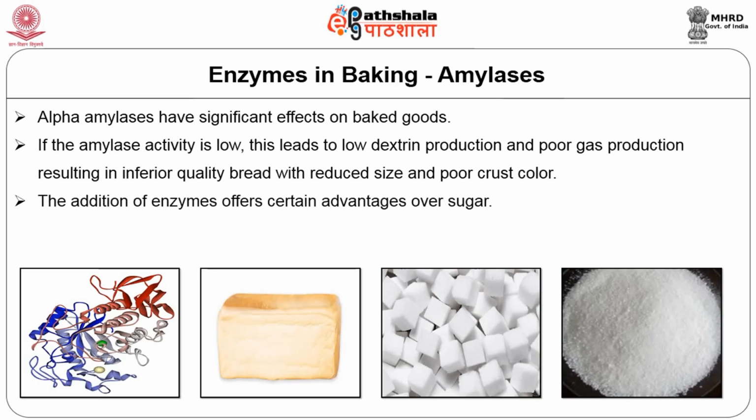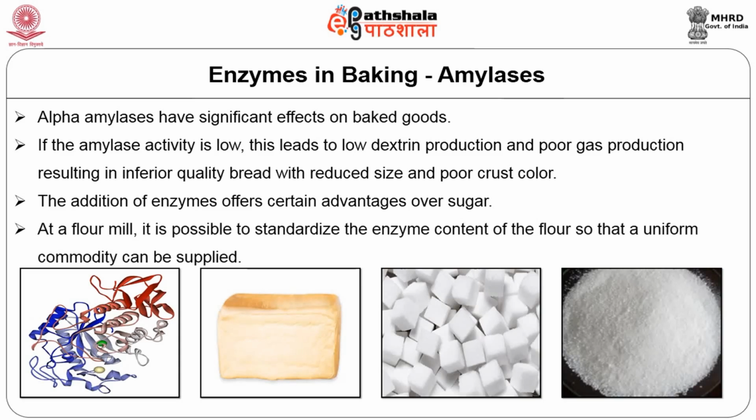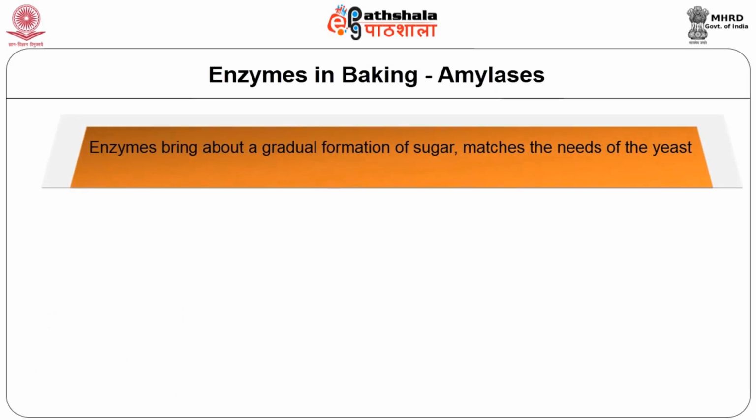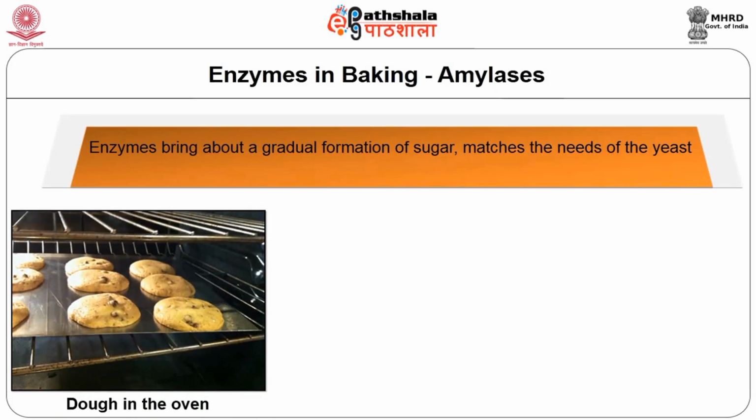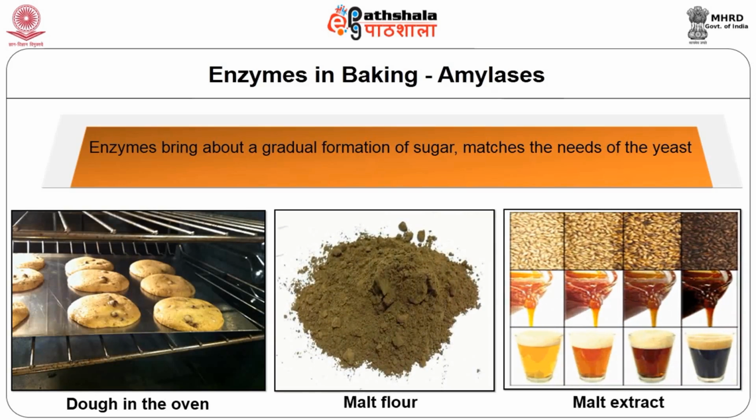The addition of enzymes offers certain advantages over sugar. At a flour mill, it is possible to standardize the enzyme content of the flour so that a uniform commodity can be supplied. Furthermore, enzymes bring about a gradual formation of sugar which matches the needs of the yeast. When the dough is placed in the oven, the steadily increasing temperature leads to an increase in the enzymes' rate of reaction, and more sugar is produced. Malt flour and malt extract can be used as enzyme supplements as malt is rich in alpha amylases.